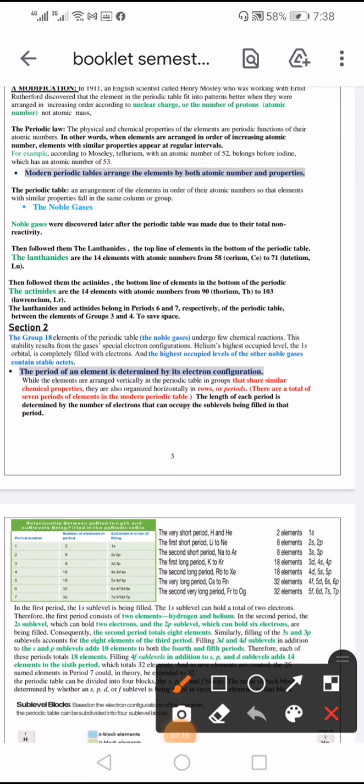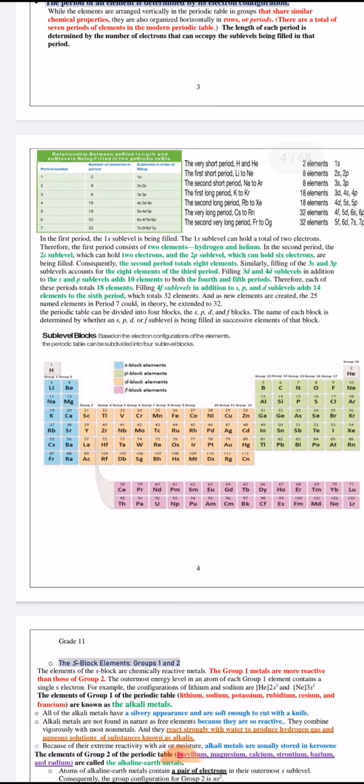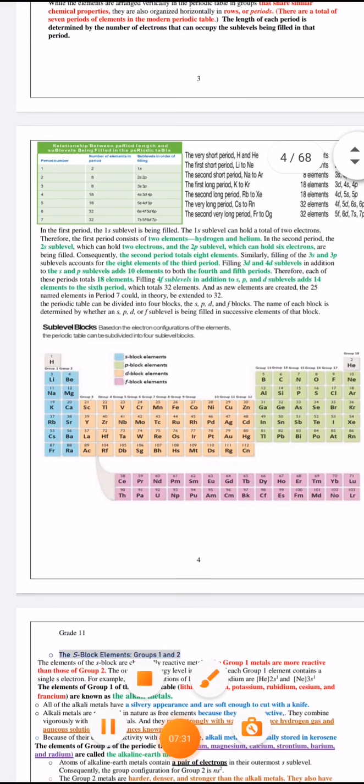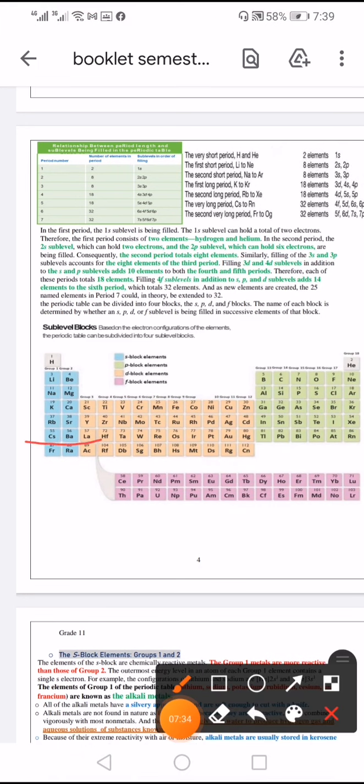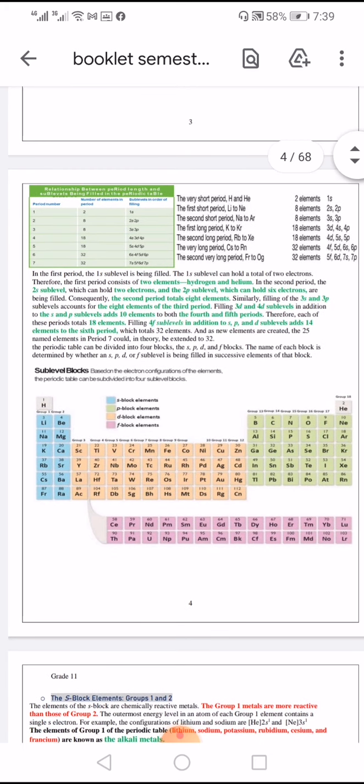Lanthanides and actinides belong in periods 6 and 7 of the periodic table between elements of group 3 and 4. But lanthanides and actinides are put below the periodic table to keep the periodic table from being too wide.